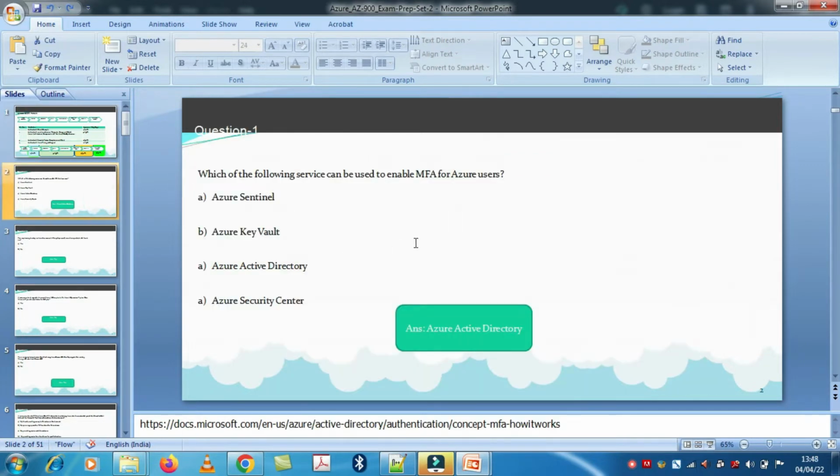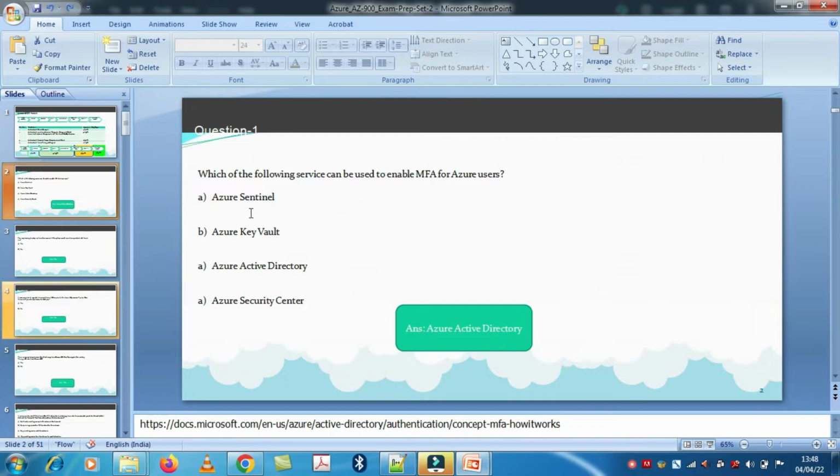The question is, which of the following services can be used to enable MFA for Azure users? You need to know what exactly MFA is. MFA is nothing but multi-factor authentication. Nowadays, most of the companies are going with this MFA for authentication to log in to their VDI, or the client VDI, and even to log in to a Windows server or a Linux server, we were using this multi-factor authentication. Multi-factor authentication is directly related to your AD, that is Azure Active Directory. So the answer for this one is Azure Active Directory.